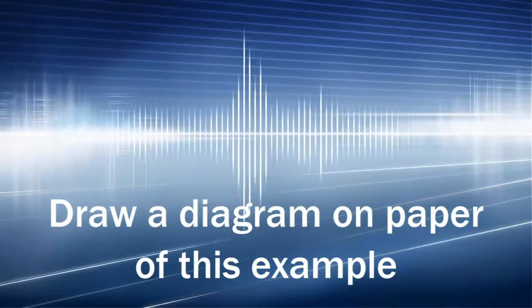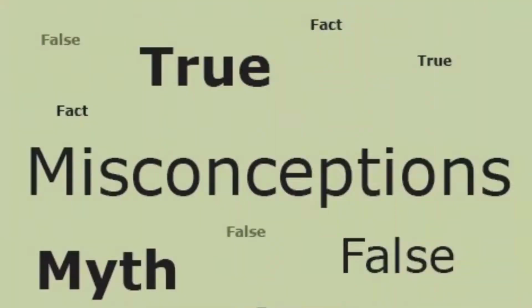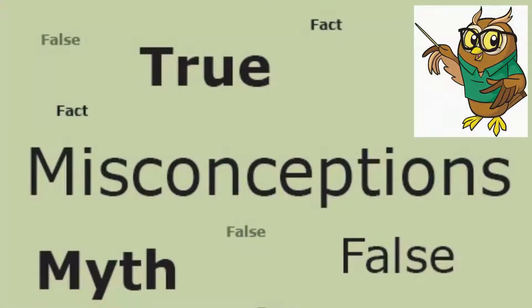Now, let's just talk about some of the misconceptions here. It is very difficult for students to accept that the object is moving in one direction but accelerating in the opposite direction at the same time.